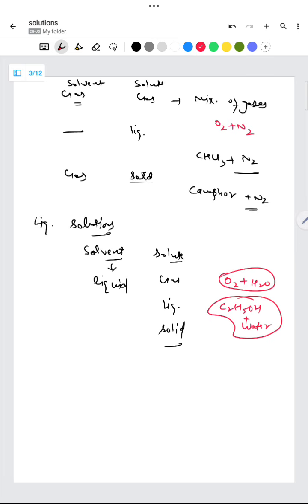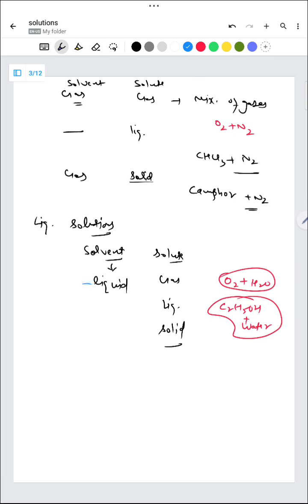Here, in the liquid in liquid category, we have different subcategories: miscible or immiscible, and the third category, partially miscible. Miscible are those in which both of the components are completely soluble, like ethanol in water, and in immiscible both of the components are completely insoluble in each other.